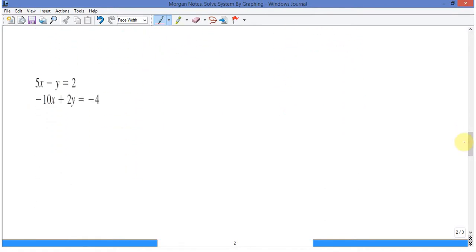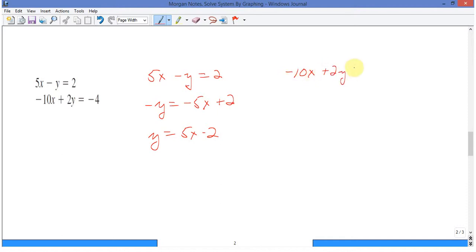Let's look at the last one. So we have 5x minus y is equal to 2. Negative y is equal to negative 5x plus 2. Getting rid of the negative on the y, y is equal to 5x minus 2. For the second equation, let's move the 10x over. Now let's divide both sides by 2. We can see that they have the same slope, same y-intercepts, so this would be infinite solutions.